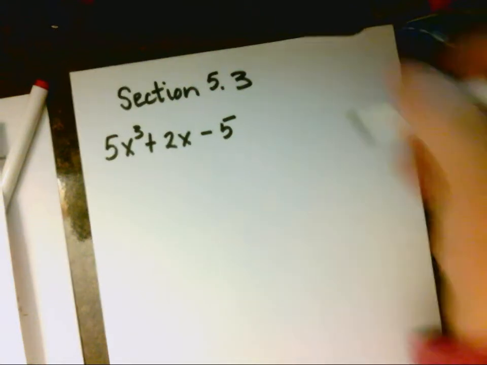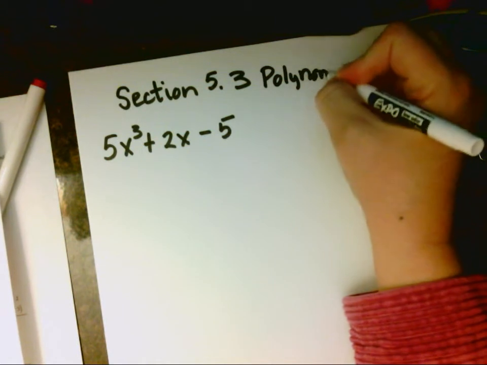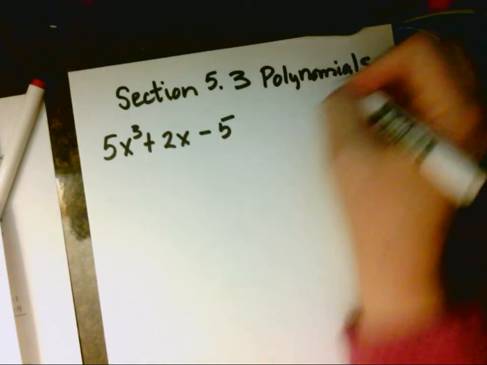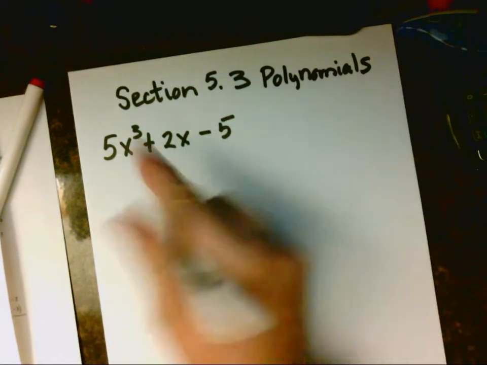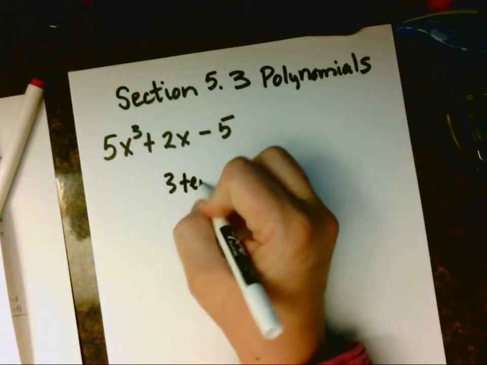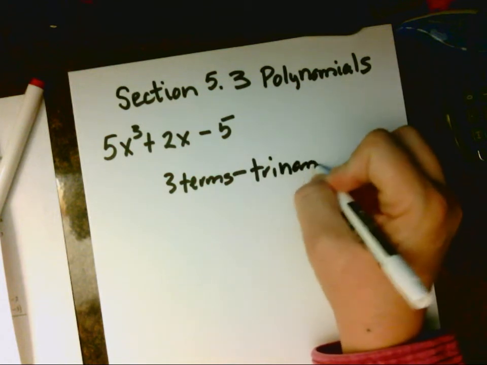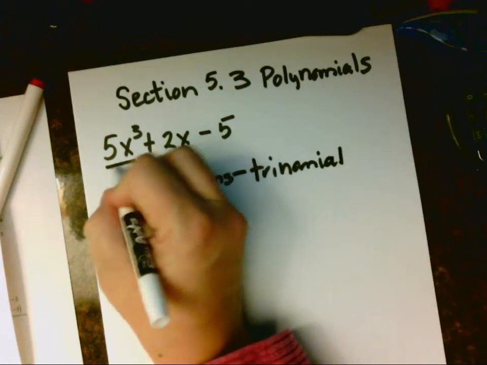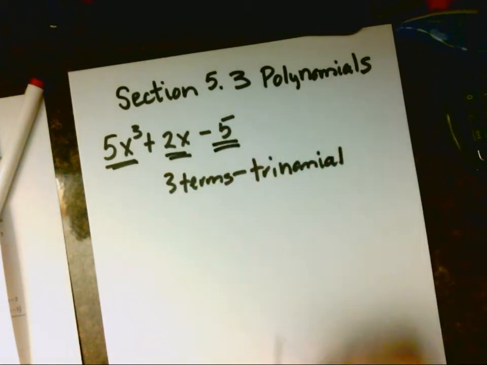This is section 5.3, which has to do with polynomials. This is an example of a polynomial. This particular polynomial has 3 terms. We call that a trinomial. This is the first term, second term, and third term.